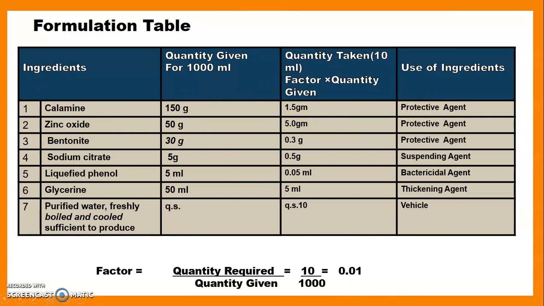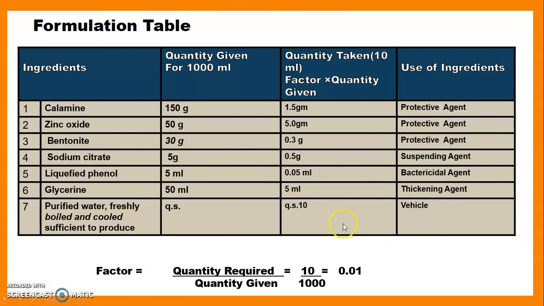Calamine is used as a protective agent. Zinc oxide is also used as a protective agent. Bentonite is also used as a protective agent. Sodium citrate as a suspending agent. Liquefied phenol as a bactericidal agent. Glycerin as a thickening agent.